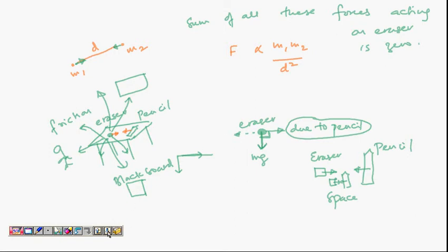Now I will show you something very interesting about this Newton's law of gravitation. Suppose I have earth and there is a small tower on the earth. From this tower I drop a ball. The ball comes and hits the earth. The ball is getting attracted towards the earth because of the gravitational force of earth.